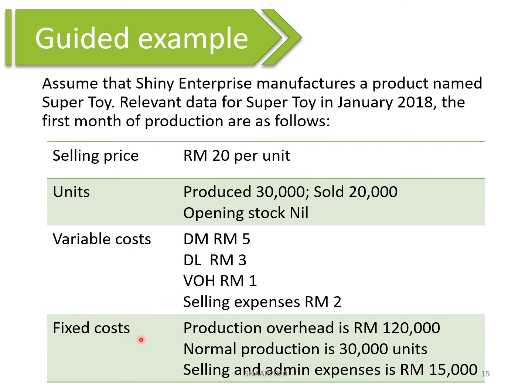Dan dia bagi you the fixed cost. Fixed cost adalah production overhead 120,000. Normal production 30,000 units. Kalau dekat sini you perasan normal production dia sama dengan unit yang dia betul-betul produce. Selling and admin expenses untuk fix adalah 15,000. So dalam soalan you final exam dia takkan sesimpel inilah. Yang ni dah bagi extract all the information untuk you sebab dia guided example. So you don't expect this kind of question in your final exam. It should be more difficult to identify all these items.